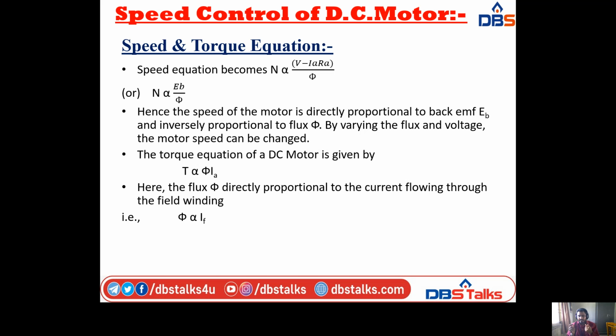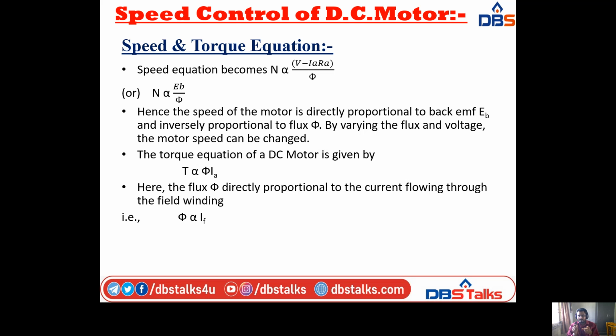From the equation N is proportional to Eb by φ, the speed of the motor N is directly proportional to the back EMF Eb and inversely proportional to the flux φ. So by varying the flux and voltage, the motor speed can be changed.